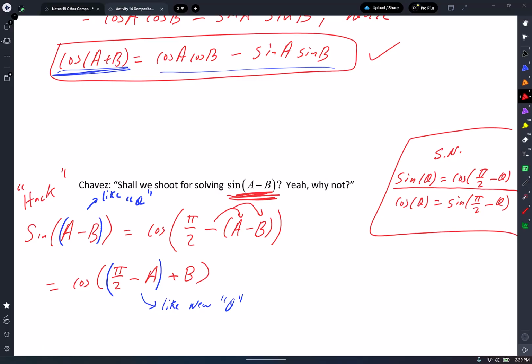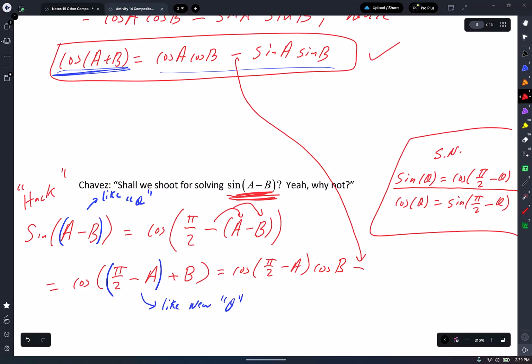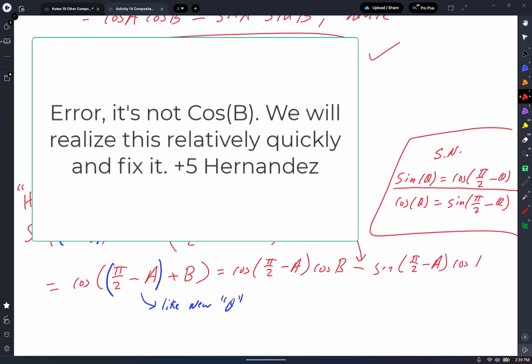Okay, so now look at this. I can write this in blue as my new angle. So cosine of pi over 2 minus A, and then that says cosine B. That's still cosine B. And then that minus is this minus, because there's a plus there. Sine of pi over 2 minus A, cosine of B. So catch up to here.